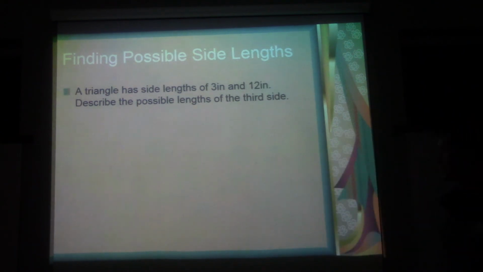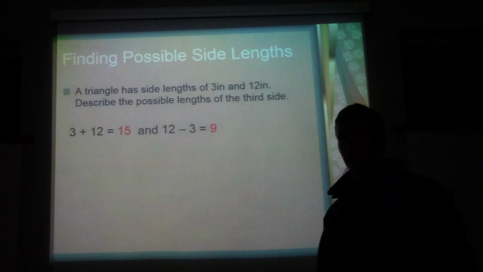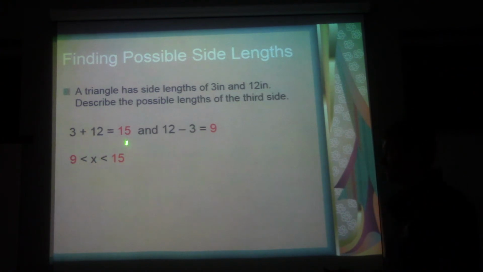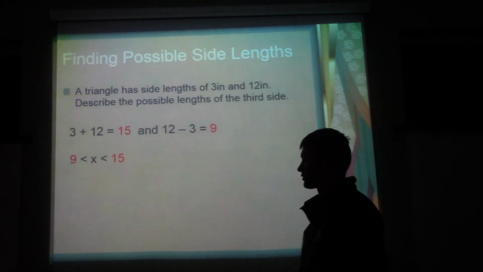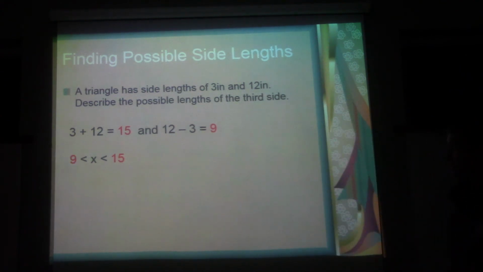So let's go take a look at this. If I had side lengths of 3 and 12, what could be the third side? Well, I add them together. 3 plus 12 is 15. Subtract them. 12 minus 3 is 9. So my lengths could be anywhere between 9 and 15. Again, not including 9 and not including 15. That's why we do not write equals to. And you could plug in 10 and see if that works.